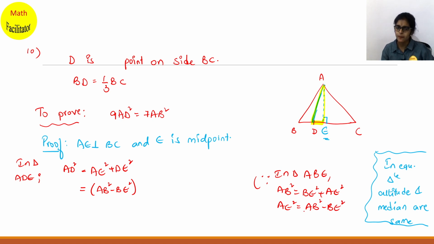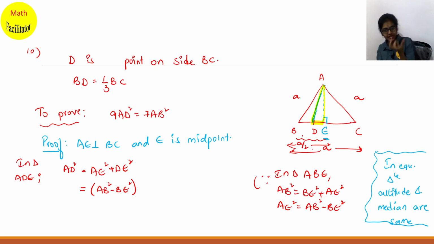But what are AB and BE? If I am taking this side as a units, this side as a units, this is also a units. Now E is the midpoint, so BE is nothing but a by 2, half of a. If I substitute here, this is a square, AB is a, minus BE is a by 2 whole square.